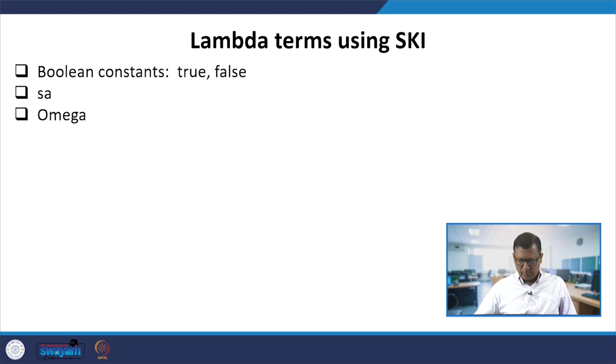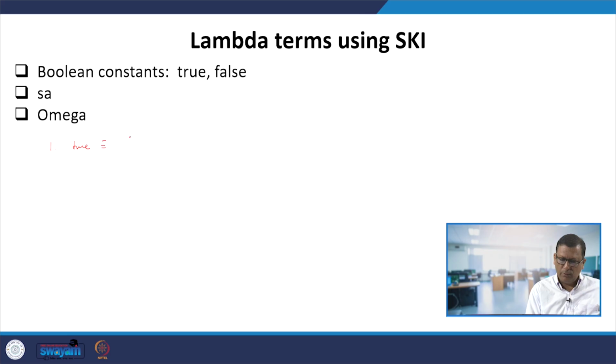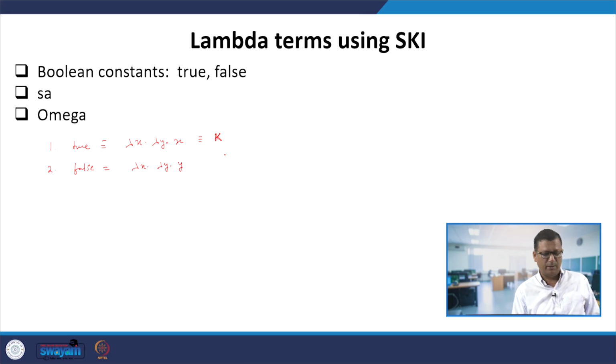So, we want to write the Boolean constants true and false. First we are going to write true. True we know is lambda x, lambda y dot x, that is first. So, that is basically our K. Then next is false, lambda x dot lambda y dot y. Now, this is not K, this is something different. So, we want to write it in terms of K, I and S, and nothing else.